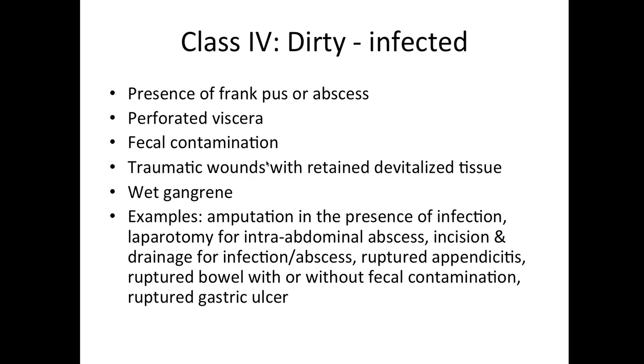Fecal contamination, traumatic wounds with retained devitalized tissue, wet gangrene. Some of you may be familiar with what gangrene is, which is a death of body tissue because we have reduced blood flow or there's been a serious type of bacterial infection. What makes it wet is when we have the bacterial infection of the affected tissues rather than the lack of blood flow. So examples would be amputation in the presence of an infection, laparotomy for intra-abdominal abscess, incision and drainage for infection or abscess, ruptured appendicitis, ruptured bowel with or without fecal contamination, and lastly, ruptured gastric ulcers.